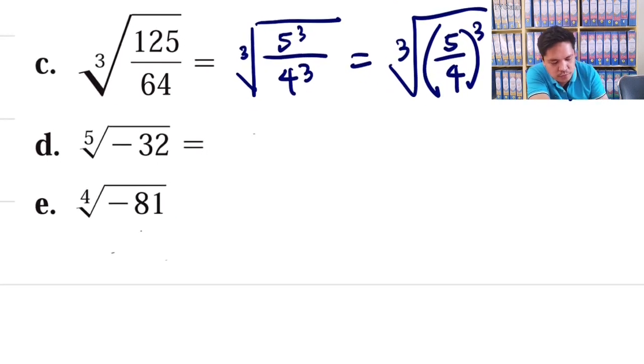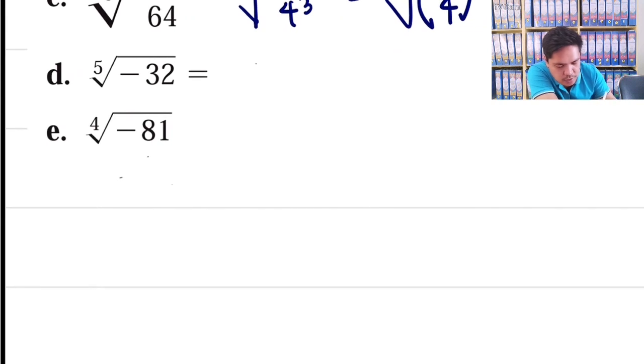Letter D, fifth root. Sa letter D, that's fifth root. So, the index is odd. Tapos negative nasa loob. Is it possible? So, let us check na lang. Ito na gamitin natin, ha? Let us check the factors of negative 32. So, the factors of negative 32, how about if I write here na lang negative 1, no? Pwedeng isolate natin negative 1. Sige. How about negative 2 times 16?